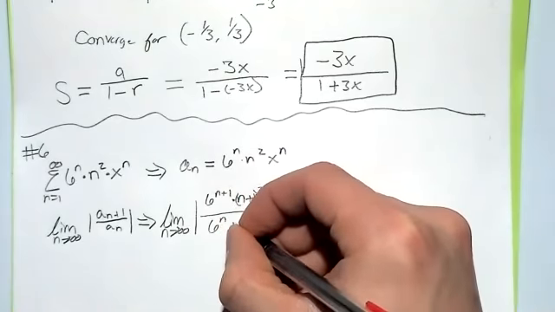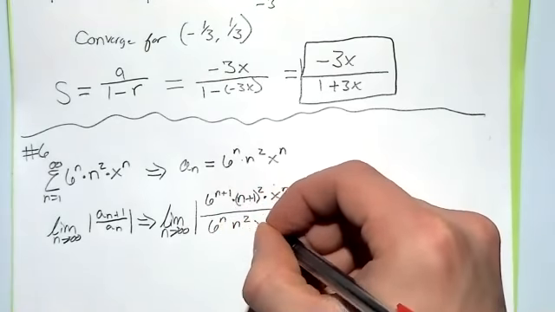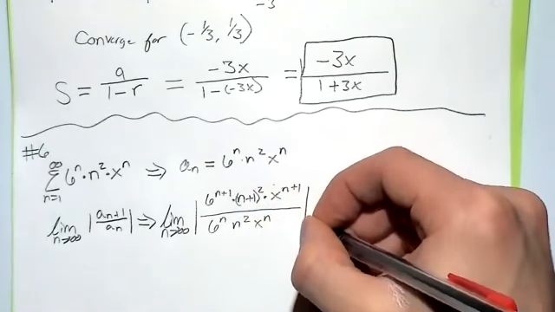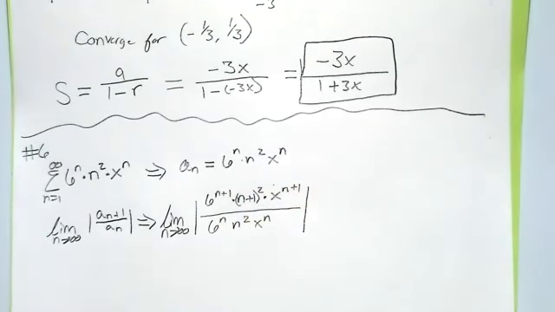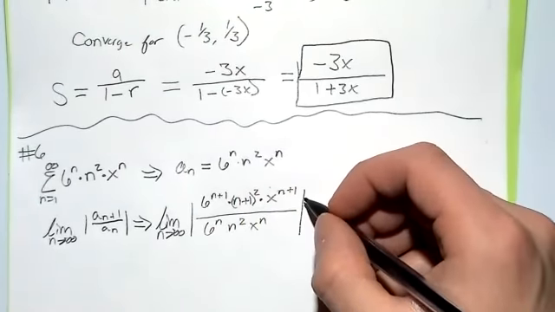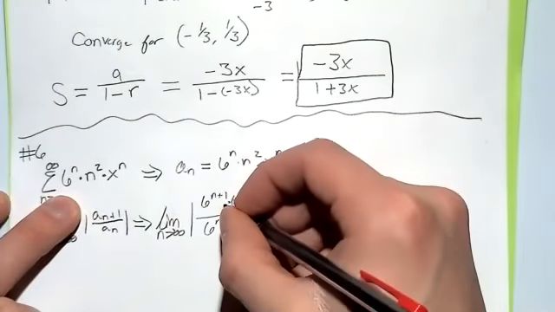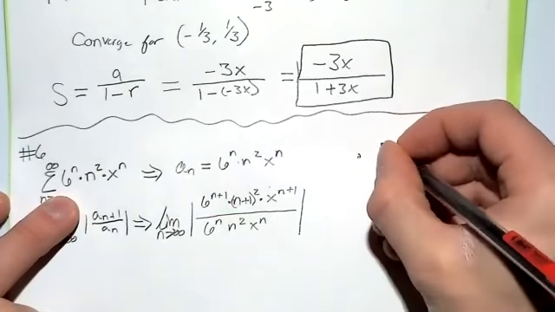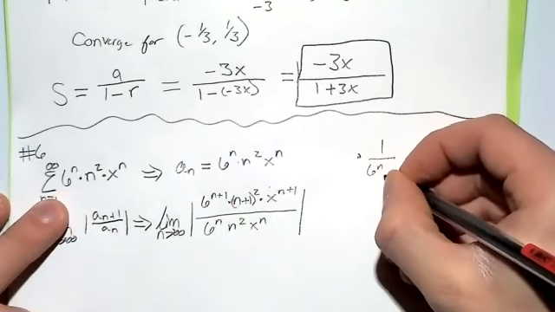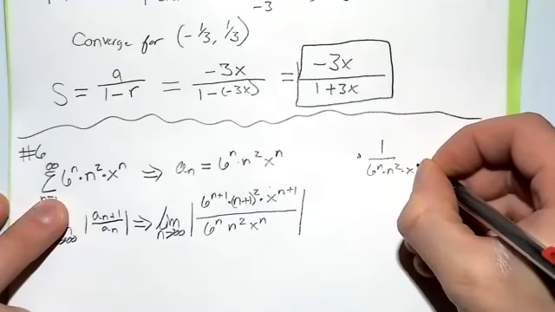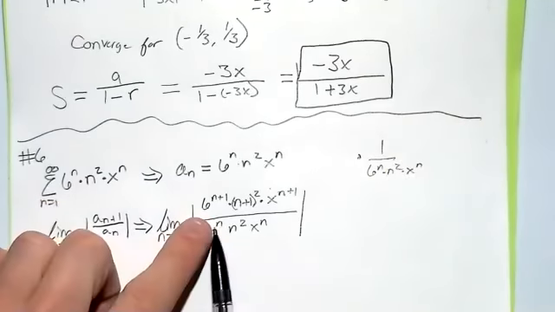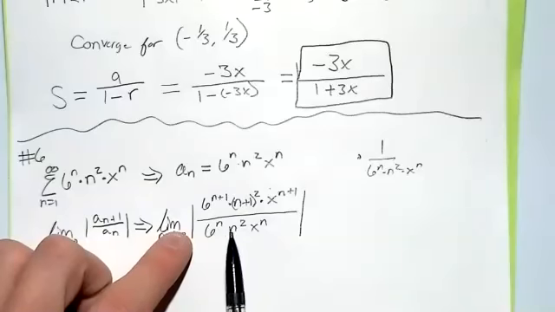6 to the n, n squared, x to the n. So real quick little aside, if we wanted to do what I said before, multiplying by the reciprocal, you would have this here times 1 over 6 to the n times n squared times x to the n, and then we would just combine the two since we're multiplying, and that's what you get.